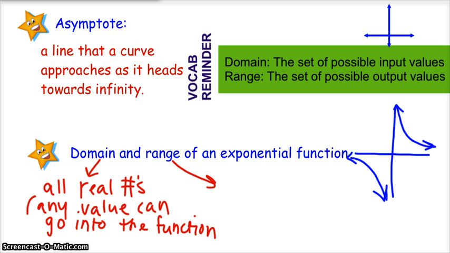The range is all the possible output values. So for an exponential function, this is all real numbers where y is greater than 0, all numbers higher than the asymptote.